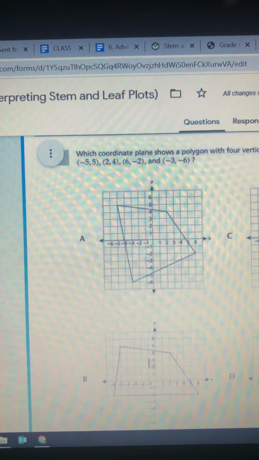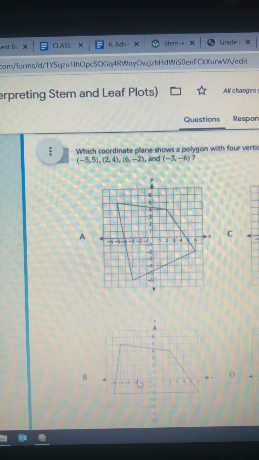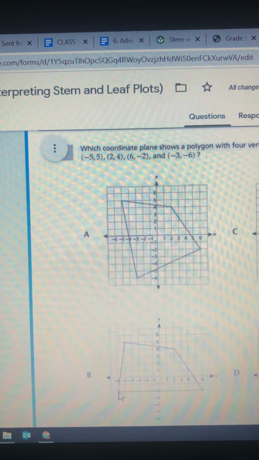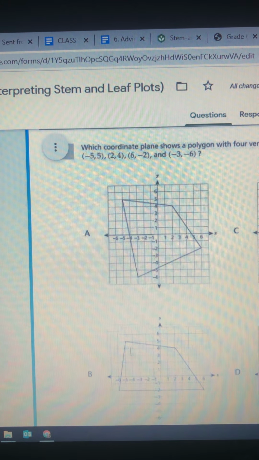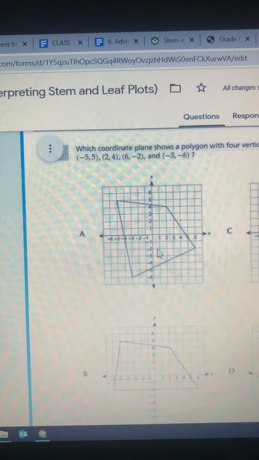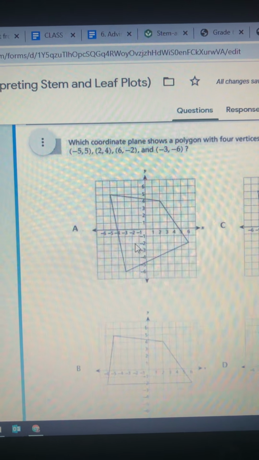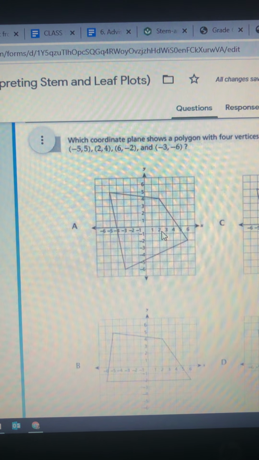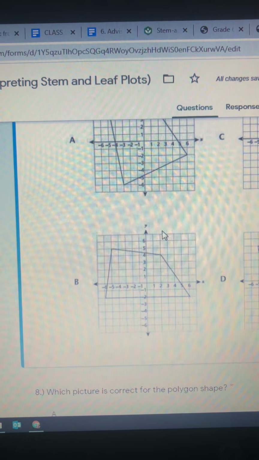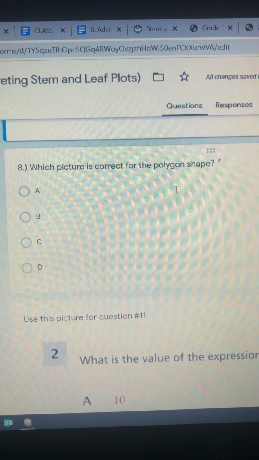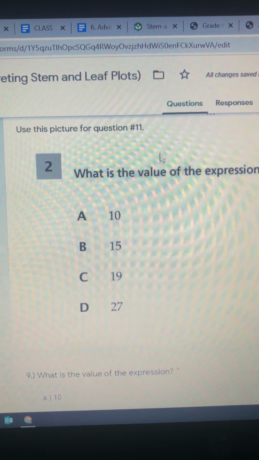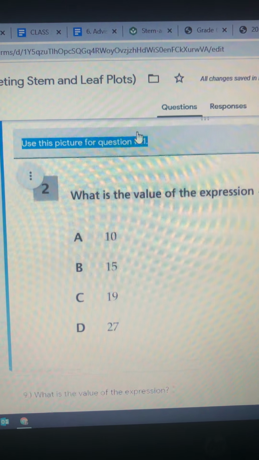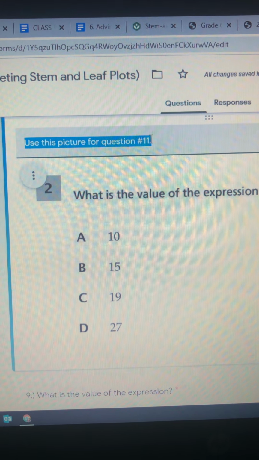And then if we look at letter B, we're going to go over -3. Well, they actually went over -6 and then down -2. So we can eliminate B. So we kind of had to do all of them to see. So we deduced that it is letter A, right? So that one is letter A, all right? So for number 8, it's letter A. And this is not correct here, so that should be, use this picture for question number 9.